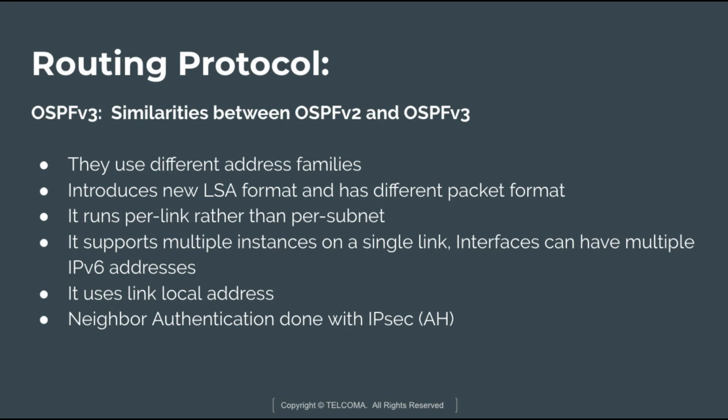Next, it supports multiple instances on a single link. An interface can have multiple IPv6 addresses. OSPFv3 uses link local addresses, whereas in OSPFv2 there is nothing like link local addresses. And in OSPFv3 neighbor authentication is done using IP security, which is a field in the IPv6 packet format. So these are the similarities and differences between OSPFv2 and OSPFv3.